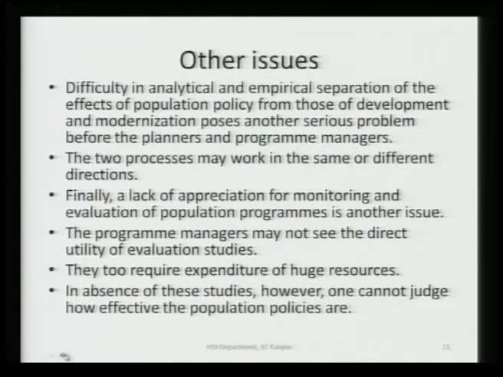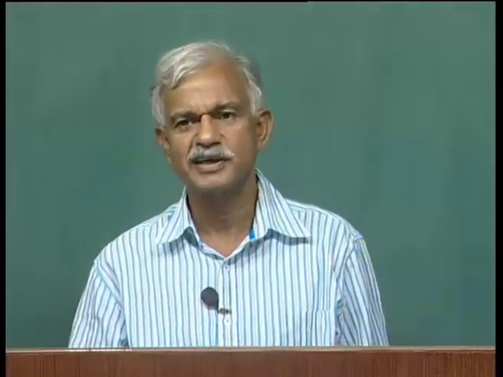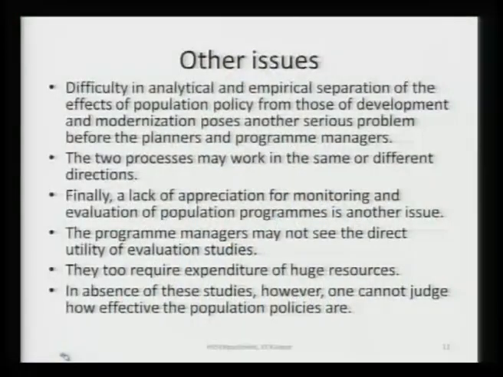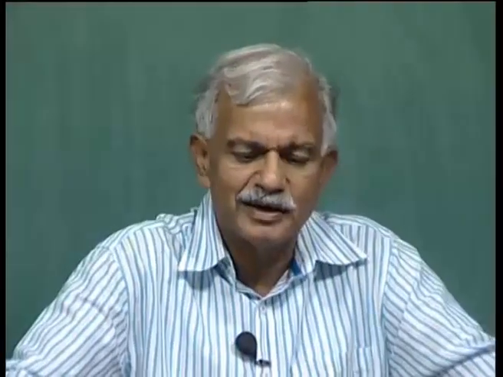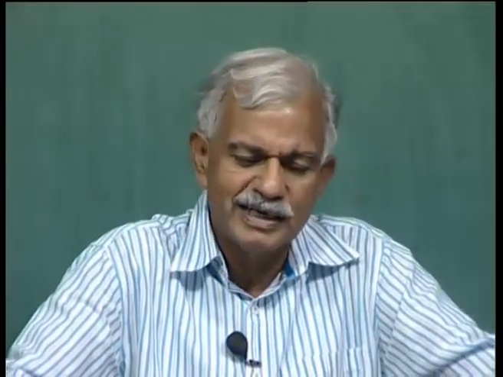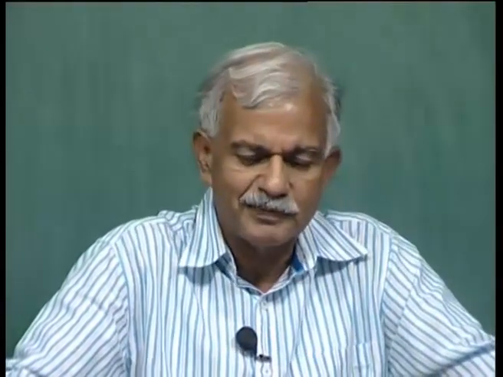Moreover, two processes may work in the same or different directions. In the developed countries, they are working in different directions. In many less developed countries, they are working in the same direction. So, if they are working in the same direction, then your estimates of achievements or effectiveness may be overstated. You may say that all the achievements in terms of aborted births or reduction in birth rate is due to population policy or family planning program, but actually that is because of both modernization, economic development, social development on the one hand and population policy on the other.